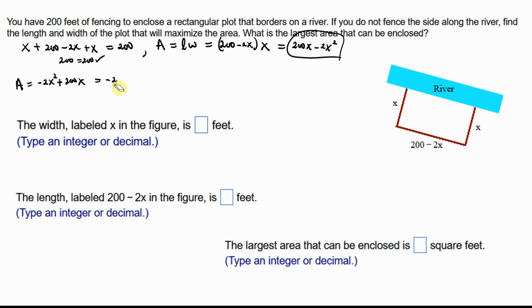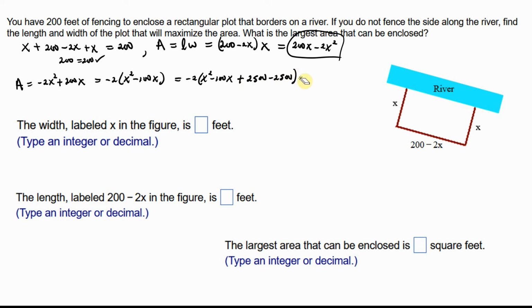Negative 2 times parentheses x squared. I factored out a negative 2, so that's going to be a negative 100 times x. Again, negative 2 times negative 100 is positive 200. Right? So it's negative 2 times x squared minus 100x. The coefficient of x is negative 100. I take half of that, I get 50. I'm going to square that, right? And then I'm going to add that and subtract that within the parentheses. So I square 50, get 2,500 minus 2,500.